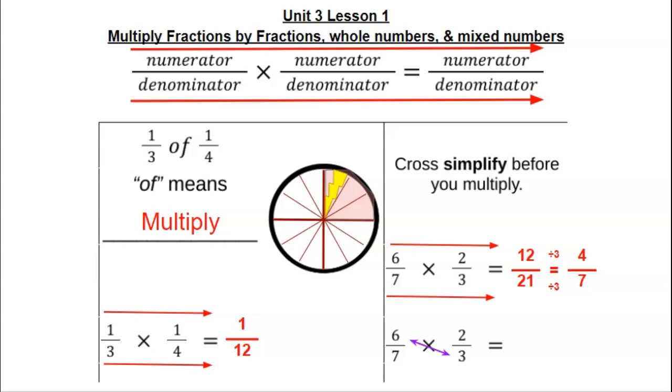However, if we cross simplify, we look at the numerator and the denominator that are across from one another, and we see that 6 and 3 both have 3 in common. So our 6 divided by 3 is 2, and 3 divided by 3 is 1. Then we look at the other cross, which is 7 and 2, and they don't have anything in common that can be simplified. So now we just multiply. 2 times 2 is 4. 7 times 1 is 7, which gives us 4/7. So if we cross simplify before we multiply, it will automatically simplify our answer.